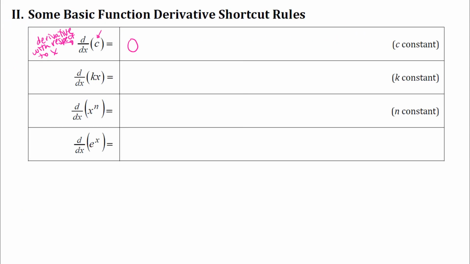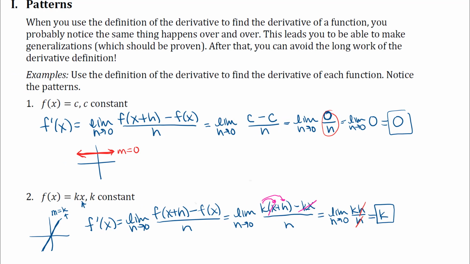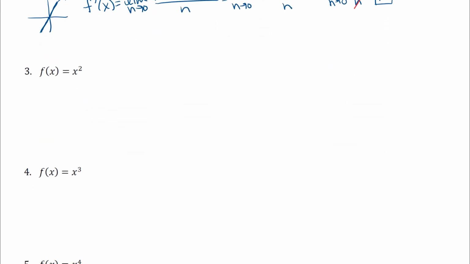All right, so here on the chart, the derivative with respect to x of kx, where k is a constant, that's just k. All right, the next one here is derivative with respect to x of x to the n power, where n is any constant. So that power could be lots of different things. We could have a positive number, a negative number, a fraction, all kinds of different things.